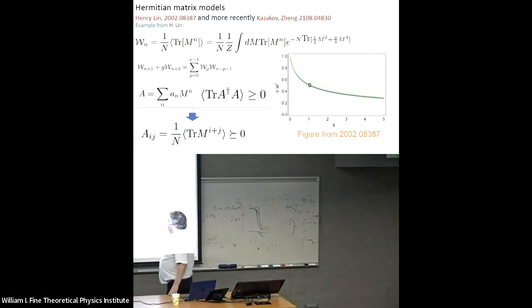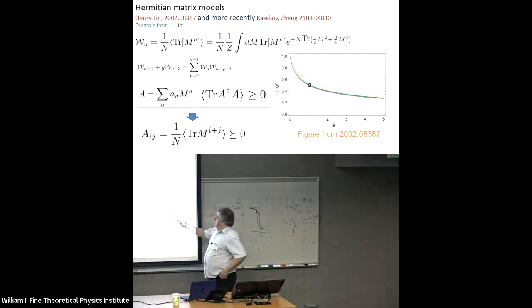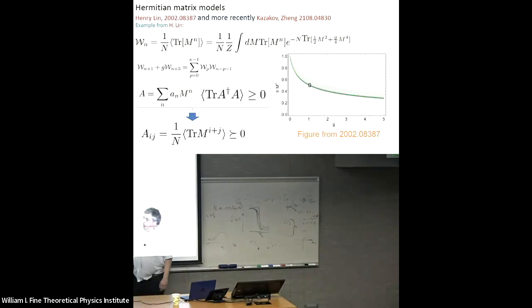Then Henry Lin did some very nice work showing how to solve Hermitian matrix models with this type of numerical method. Let's consider, following his paper, one matrix model which has a quartic interaction and a quadratic one. M is Hermitian now, and I want to compute these W_n, the expectation value of trace of M to the n, without doing the integral. Once again, in the large N limit, I can modify M by a little bit, saying that the integral does not change because it's a change of variables, and you get this loop equation. And if I do this linear combination, I get that this matrix should be positive definite.